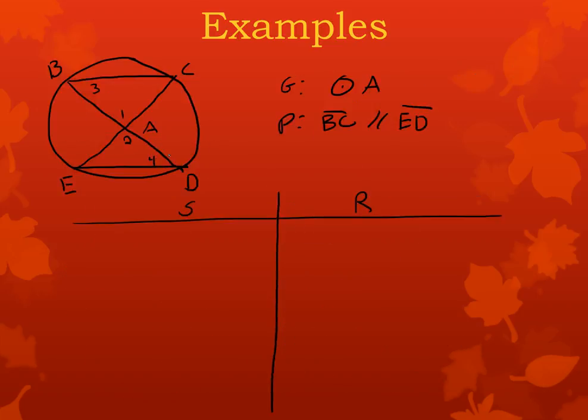Alright, so now we're given this figure right here. We're given circle A, so A is the center. We want to prove that BC and ED are parallel. Again, let's ignore that for a second. Let's prove the 2 triangles are congruent first. So we have our givens. I'll actually just write circle A because that's easier than writing givens this time.